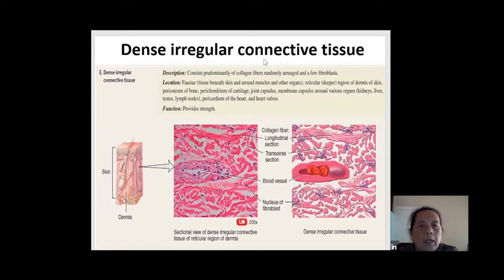And the dense irregular connective tissue. It still has a lot of fibers, but the direction is irregular. We can see an irregular shape in there, and not many cells. This part is basically blood vessels, which does not truly belong to dense irregular connective tissue. The other part we don't see, that's why we don't see too many cells here, just one cell. So that's dense irregular connective tissue.